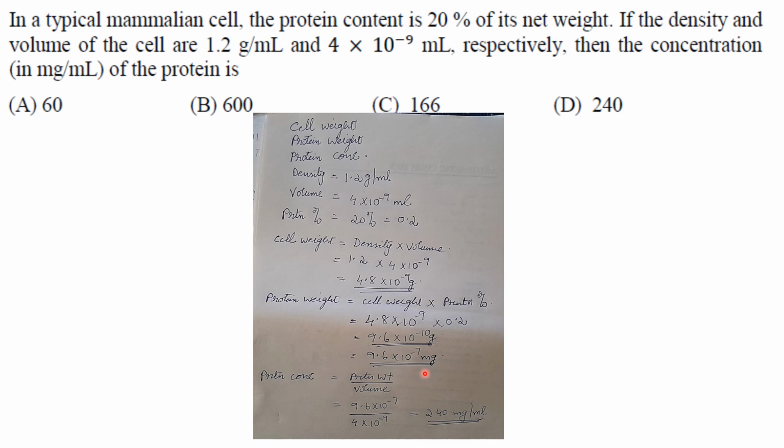7 milligrams. The answer is in milligrams per ml. So now put it in the formula for protein concentration, that is protein weight by volume. You will get it as 240 milligrams per ml. So the answer here is option D.